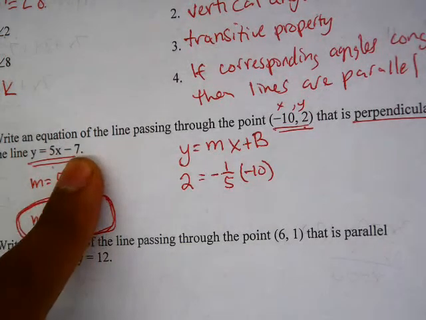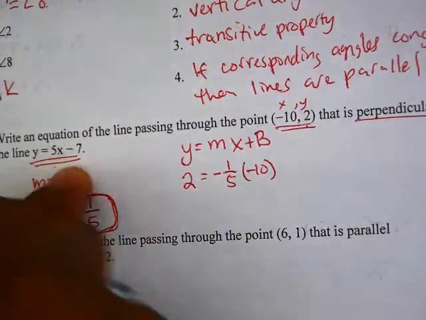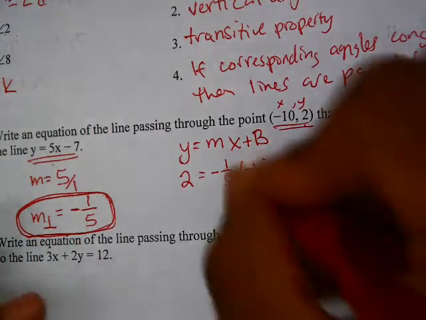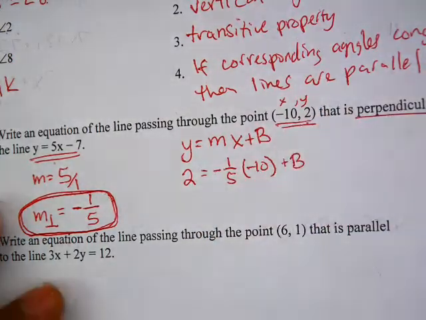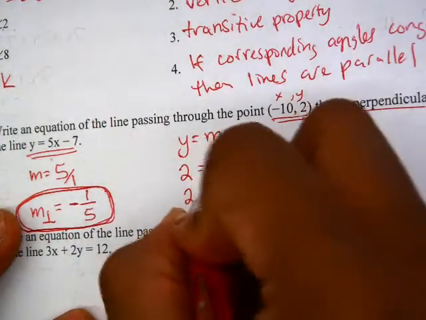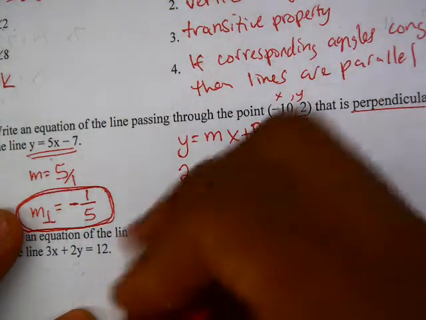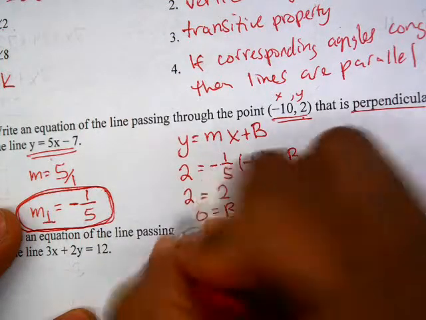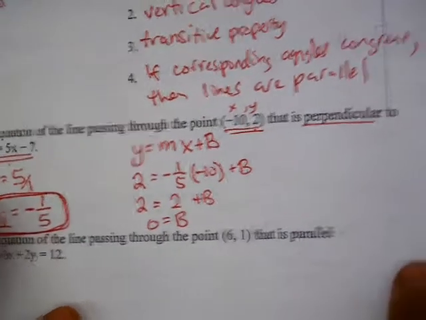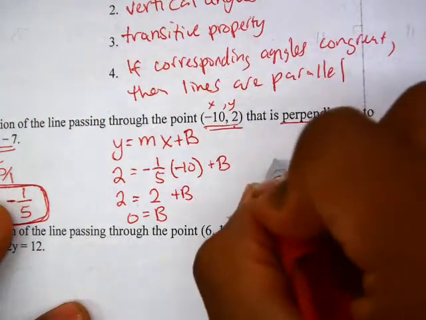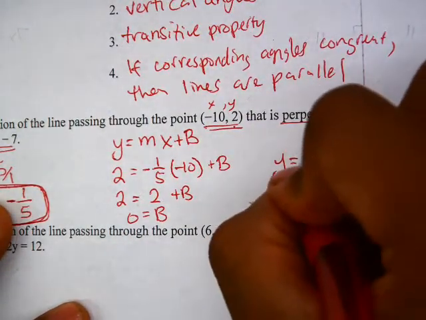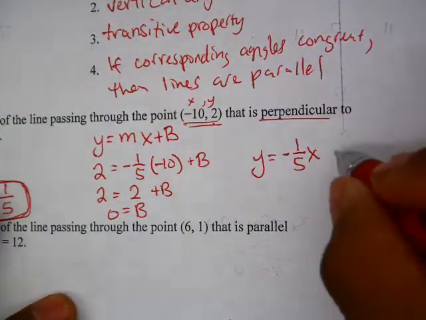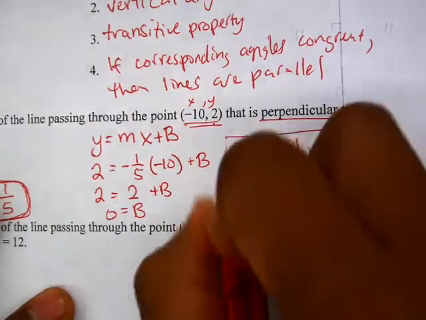A lot of people will grab that 7 for b. That's the b for this original line that I want to be perpendicular to. It's not the b for the line I want. I have to figure out what the b is for the line I want. Negative 1/5 times negative 10 gives me positive 2. And if I subtract 2 from both sides, I get b is equal to 0. So I want to make sure I write my equation in slope-intercept form. So I'll write y equals, my slope was negative 1/5, x, and my b is 0, so plus 0, which I do not need to write.